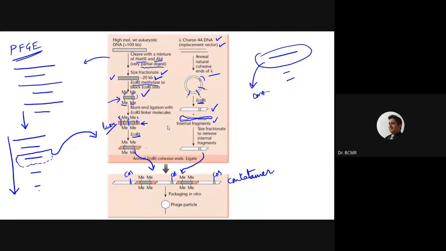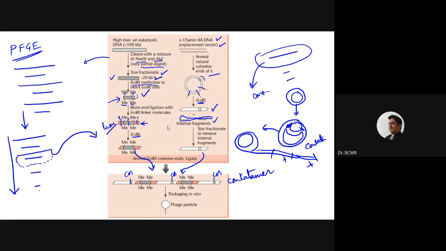Once it is internalized during infection, it circularizes. From circularized double-stranded DNA, it undergoes theta mode of replication, something like this. This is one origin of replication that is going this way, and this is another origin of replication. From here, it shifts to the rolling circle model of replication, and it keeps on producing concatemers. This is one replication fork, and it keeps producing a long stretch of repeating lambda units, and that is a concatemer.